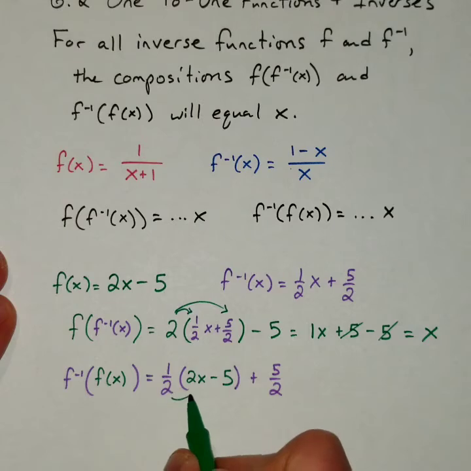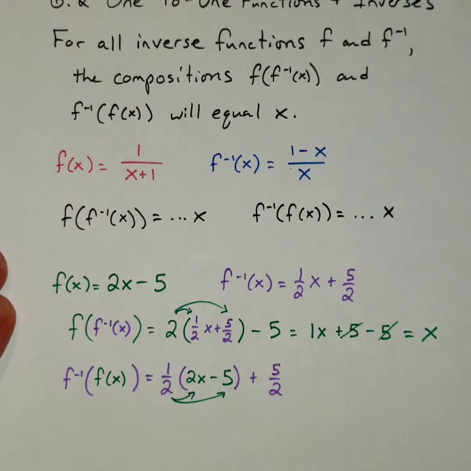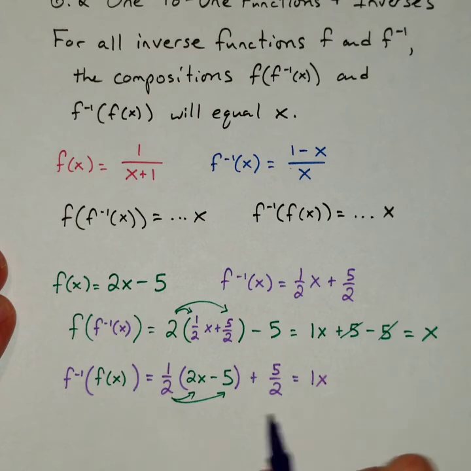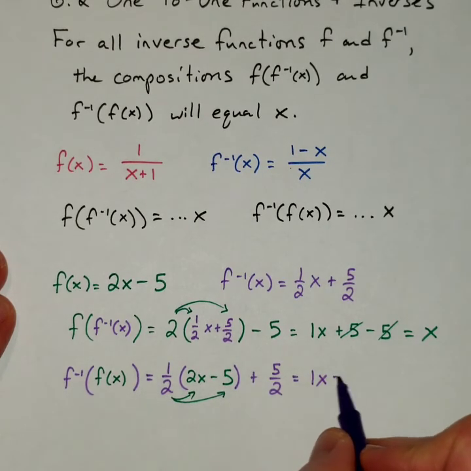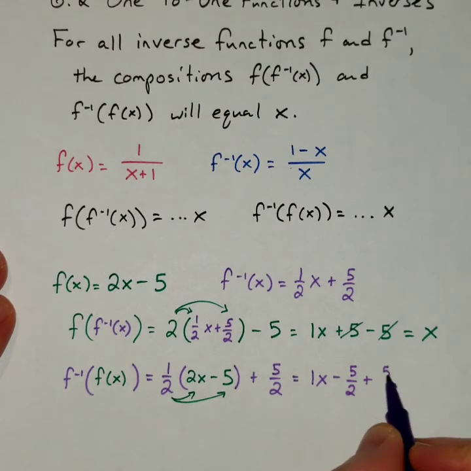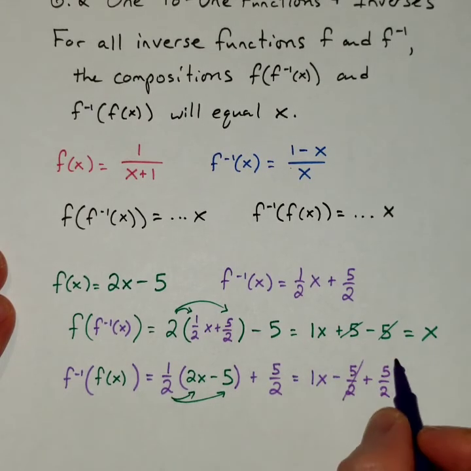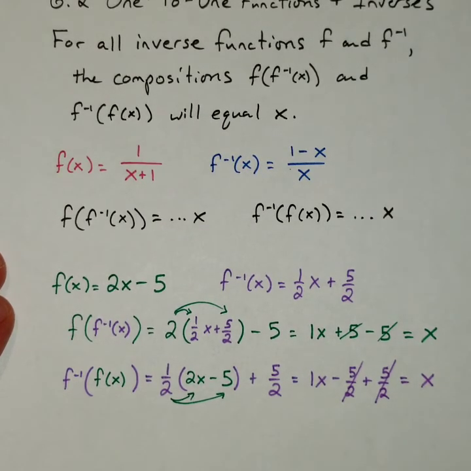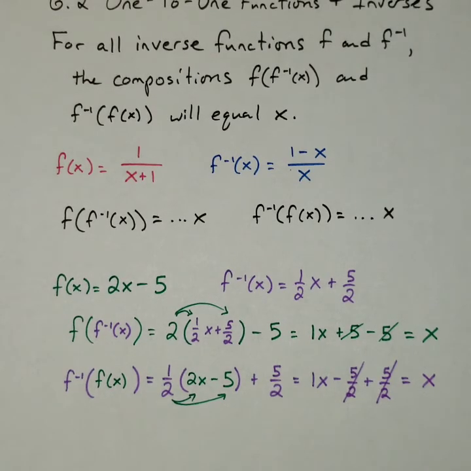I then again distribute the half, and we will get, let's see, 1/2 times 2 is again 1x. 1/2 times negative 5 is minus 5/2. We still have the plus 5/2 hanging out. The minus 5/2 and the plus 5/2 add up to 0, and I am simply left with an x again. So either way you slice it, either order, the compositions will always equal x. This will happen every time you have inverses.